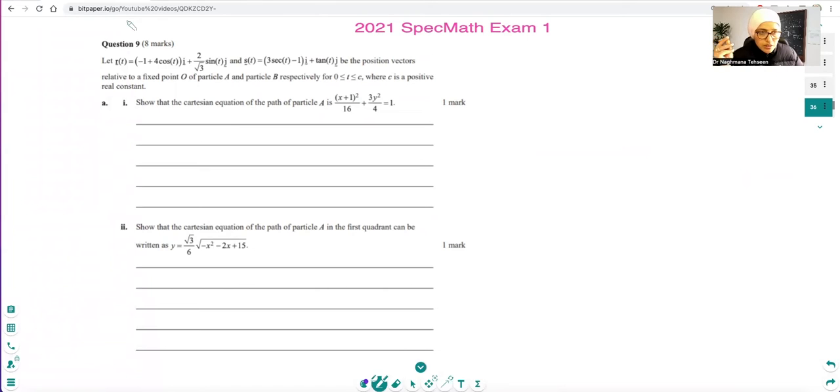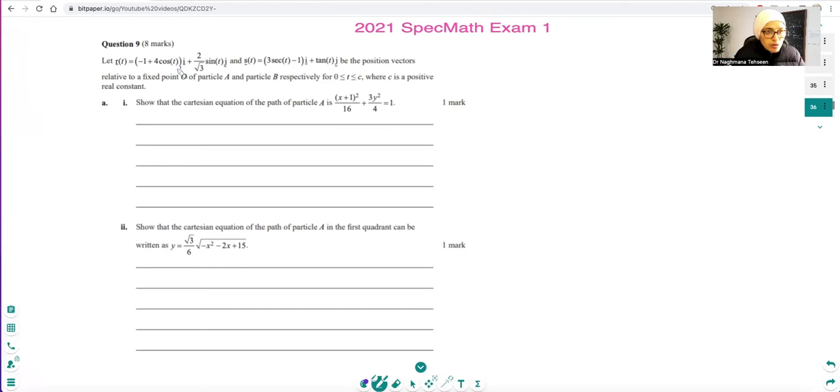The two position vectors are given relative to fixed point O, of particle A and particle B, and t is between 0 and c, where c is a positive real constant. Show that the Cartesian equation for the path of particle A is this. Okay, so if we look at this, A corresponds to R.